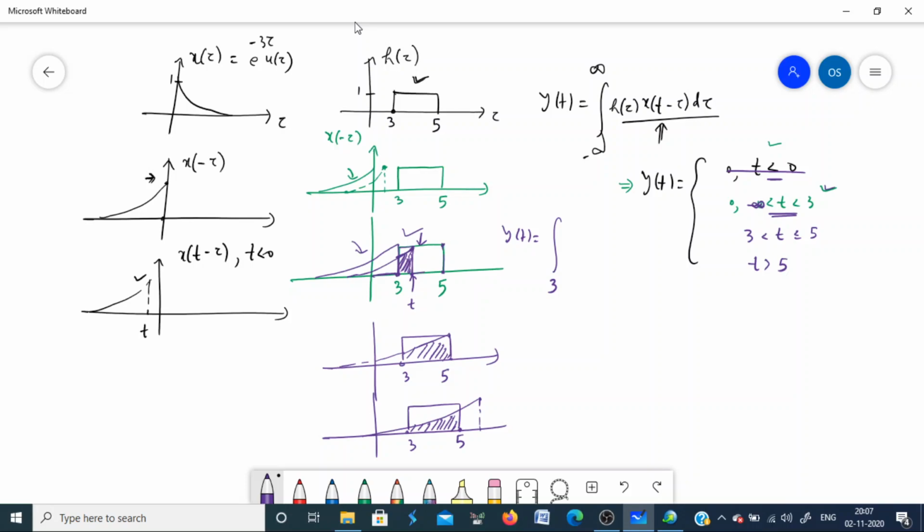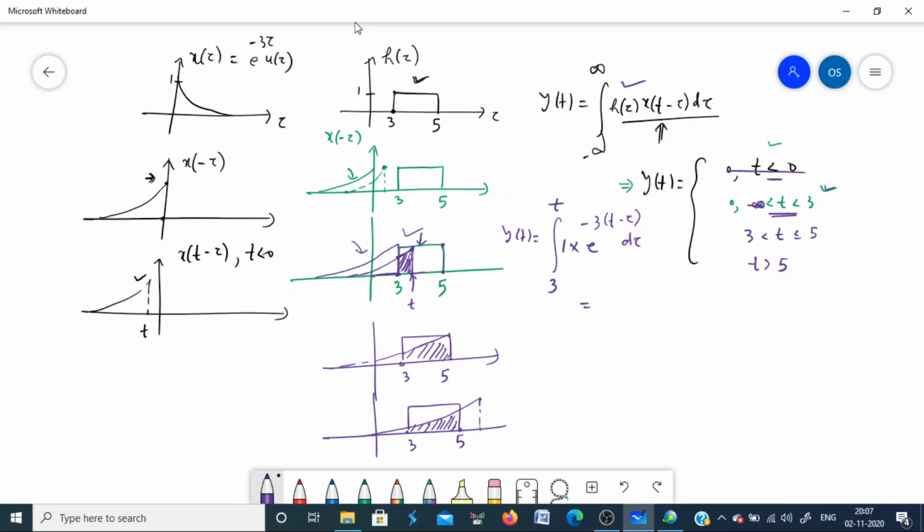So it will start from 3 to t. This t can be anything between 3 to 5. So we have to integrate from 3 to t: h of tau is 1, into x of t minus tau. x of t was e raised to power minus 3t u(t), so x of t minus tau will become e raised to power minus 3(t minus tau) d tau.